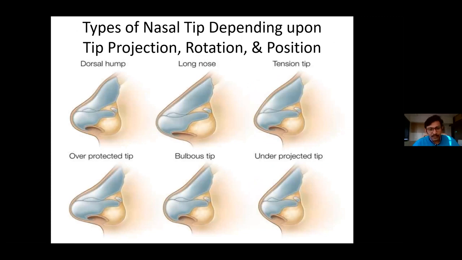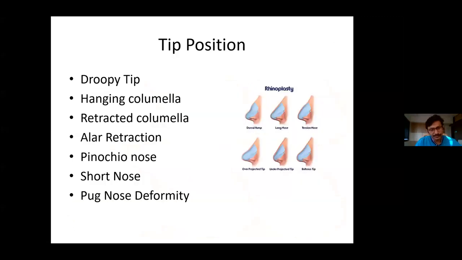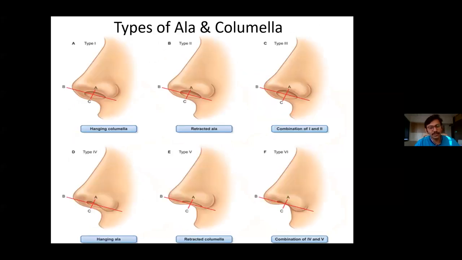In lateral view, the nose can have an over projected tip, it can have a bulbous tip, or it can be an under projected tip. The tip can be droopy if the dorsum is above the tip. This is also called a tension nose. Other deformities like short nose, pug nose deformity, or Pinocchio nose deformity should also be known.